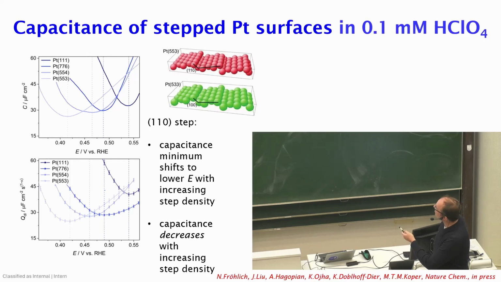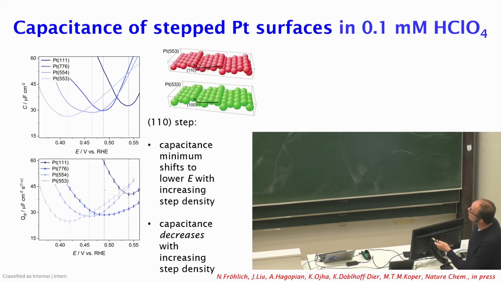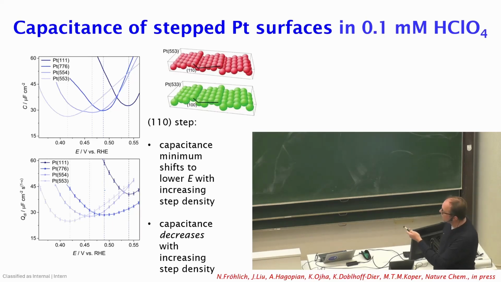And here is the one determined from the impedance spectroscopy. And you see that the trends are the same as we start increasing step density. And this is a step of 1-1-0 orientation. And we see that the capacitance minimum shifts to lower potential as we increase step density. So potential zero charge shifts, presumably, if the capacitance minimum is indeed the potential zero charge, which actually, if you think about it, remains to be seen because we do not have a homogeneous surface. We also see that the capacitance decreases with increasing step density.